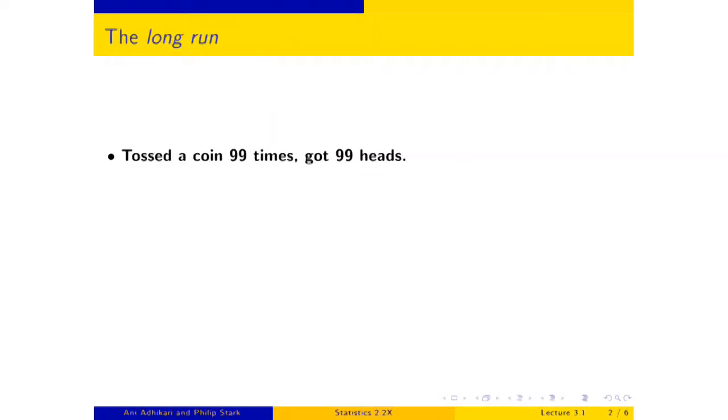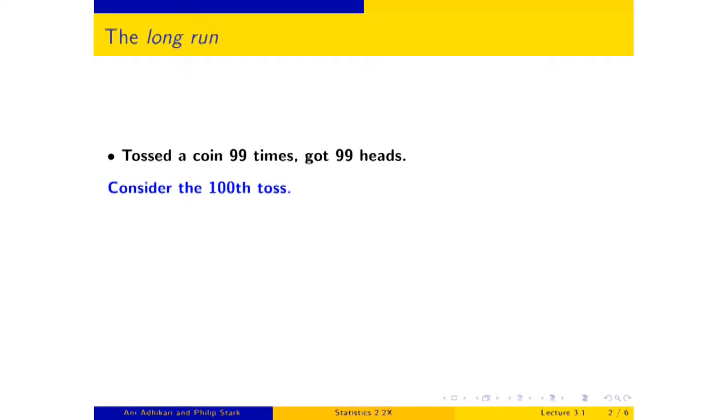So the first thing I'm going to do is imagine having tossed a coin lots of times. Suppose I've tossed a coin 99 times, and all 99 times I saw heads. You know it's not likely, but you also know that it's possible. It could happen. So my question to you is this: I've tossed 99 times, I've seen 99 heads, and I want you to think about the 100th toss that is just going to come up. What about the chance of heads on the 100th toss?